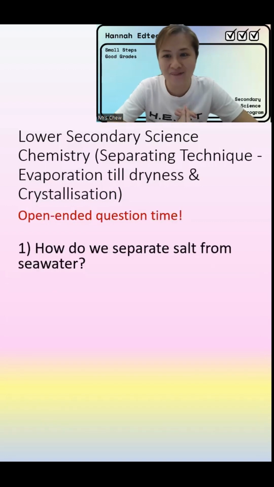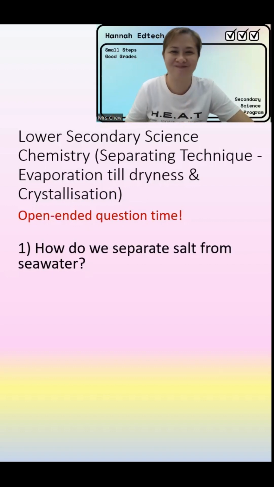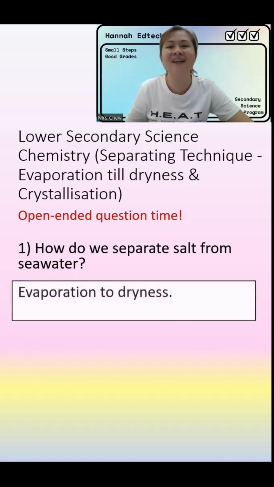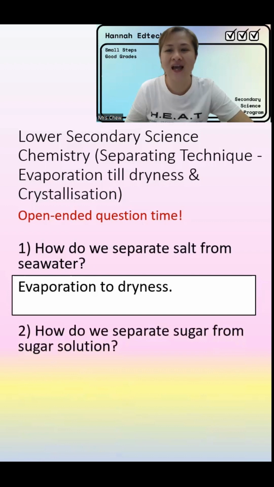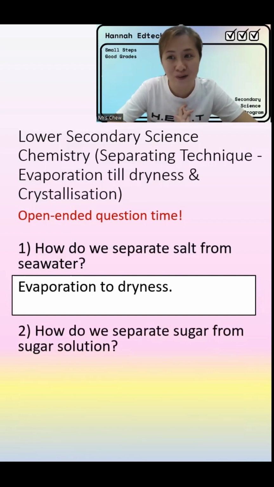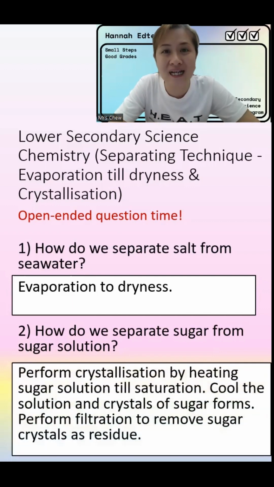Open-ended question time. How do we separate salt from seawater? Answer: evaporation to dryness. Number 2, how do we separate sugar from sugar solution? Answer: perform crystallization by heating the sugar solution to saturation. Cool the solution and crystals of sugar form. Perform filtration to remove the sugar crystals as residue.